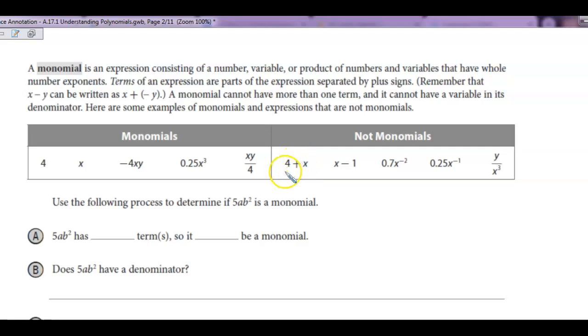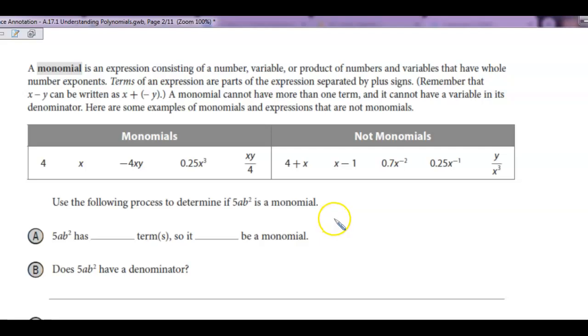These are examples of not monomials. Because of the plus sign here, 4 plus x, this is not a monomial because it has more than one term. Same thing here, x minus 1. This would not be a single term, so therefore it is not a monomial. This one, even though it has a decimal with a variable, you'll notice that the exponent is a negative power. And because it's a negative power, if we were to change it to a positive power, the x would be in the denominator. And remember, we cannot have a variable in the denominator's place. Same with this one here. And again, with this one, we have a variable in the denominator's place.